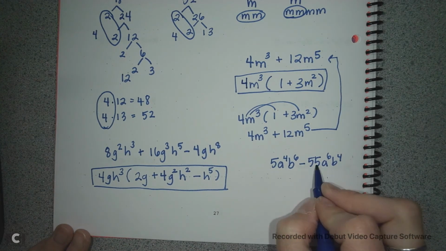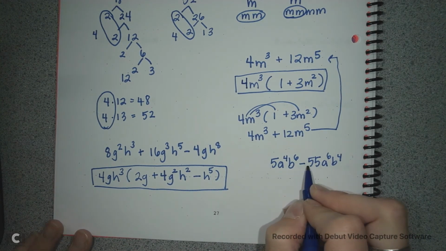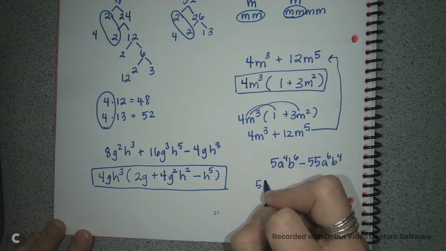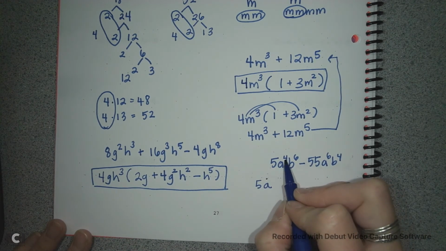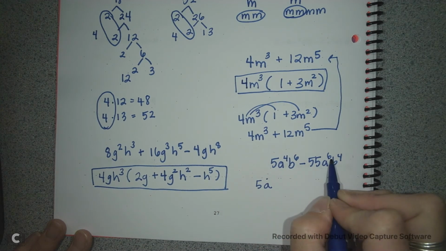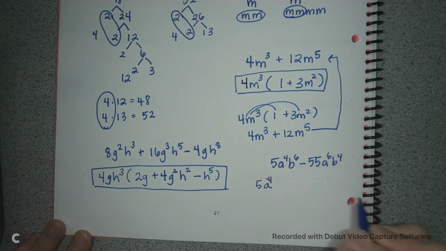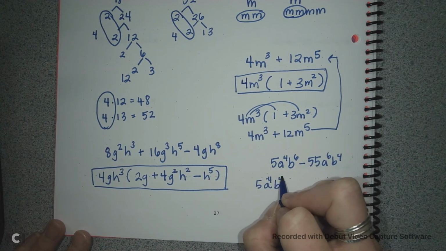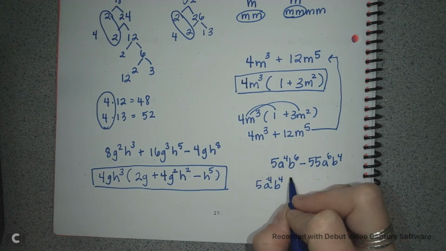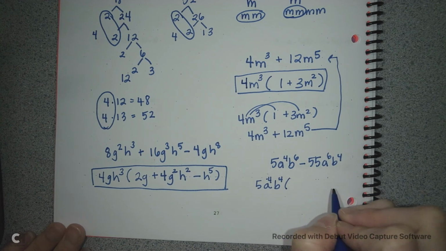The greatest number that's in both of these numbers is 5. So I'm going to take my 5 out. Oh, then we have to do the a's. Sorry, my bad. Okay, then we look for the smallest amount of a's. We have 4 a's and 6 a's, so we pick the 4. And then the smallest amount of b's, we have 6 b's and 4 b's, so we're going to pick the 4 again. Now we write whatever's remaining inside of our parentheses.